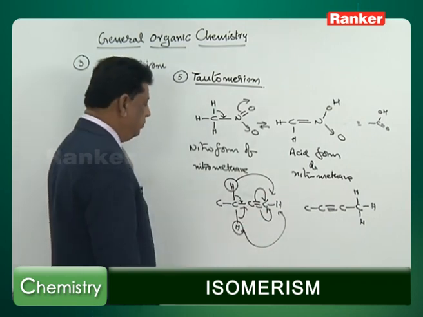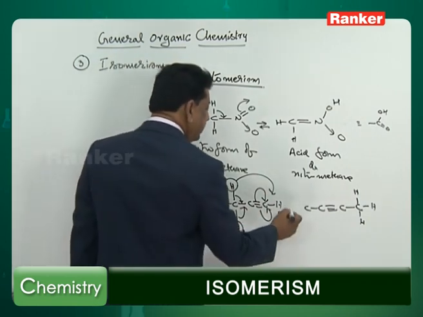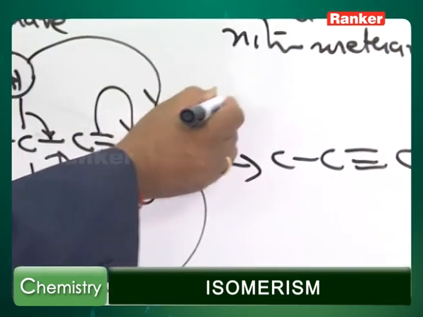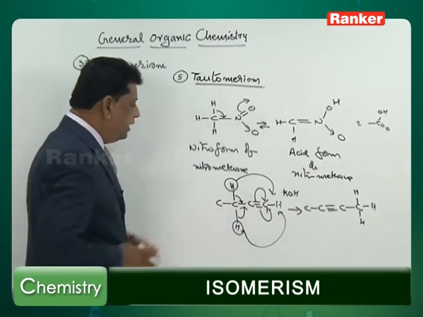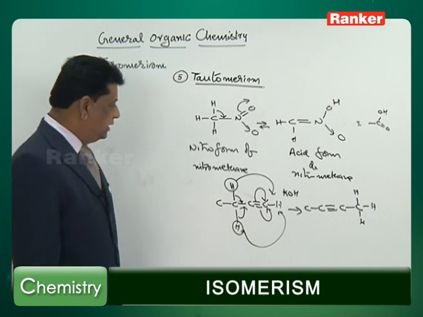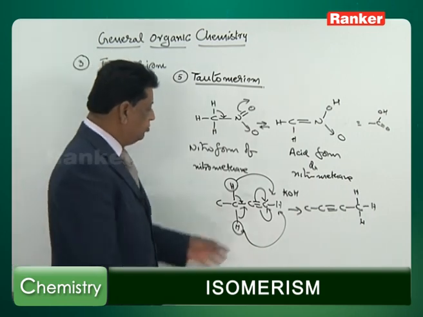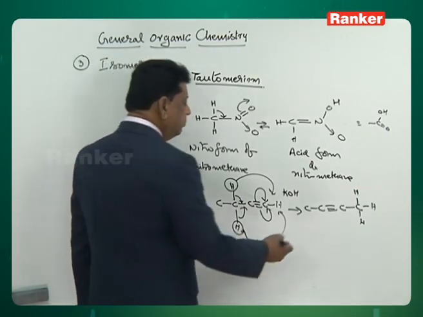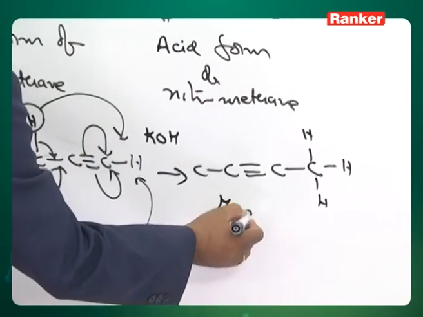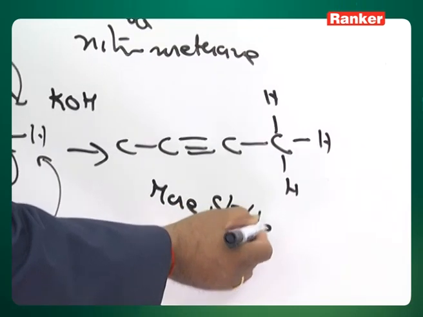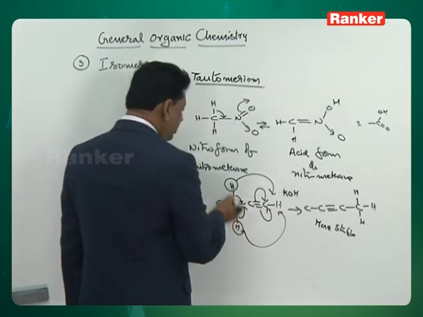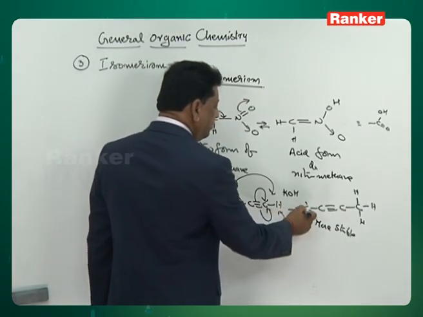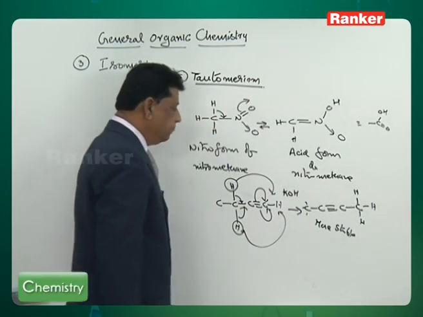This is possible when potassium hydroxide is added. When 1-butyne is passed through the KOH, the hydrogen shows tautomerism and becomes 2-butyne. 2-butyne happens to be more stable because of the 6 hyperconjugable hydrogens. The other has only 2, whereas this has 6 hyperconjugable hydrogens, and it can show it on either side.